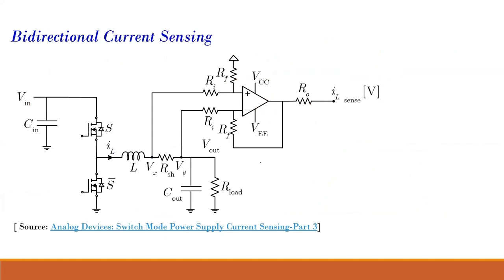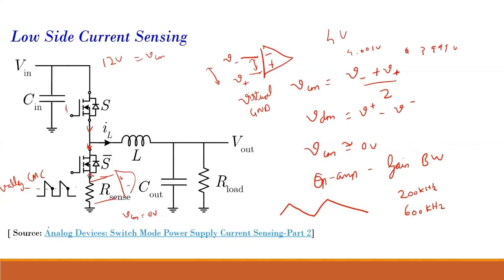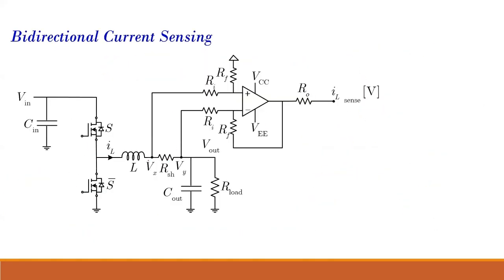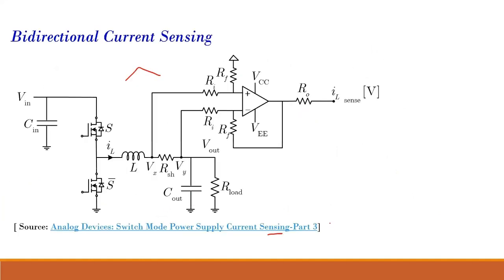So here we did low side current sensing, where only this part, the falling part of the inductor current, is available, because only that part of the current is flowing over here. In high side sensing, only this rising part is available, when the switch is on. But if we connect it in series with the inductor, then the complete inductor current information is available to us. These Analog Devices documents are very useful. They provide good information, and I've read them.